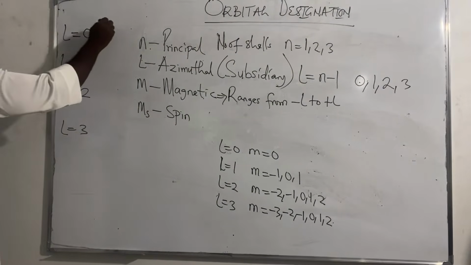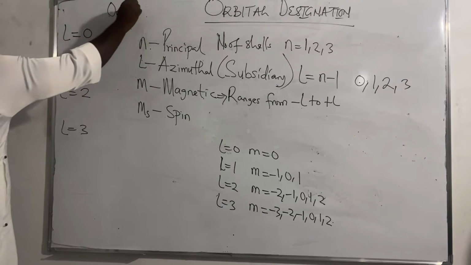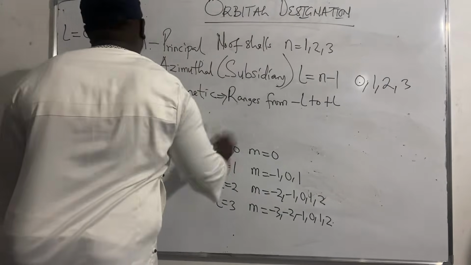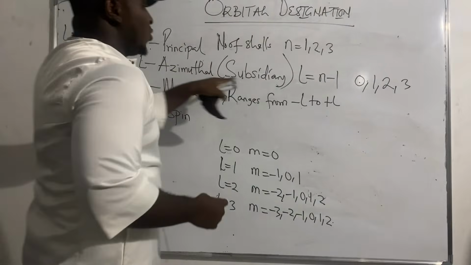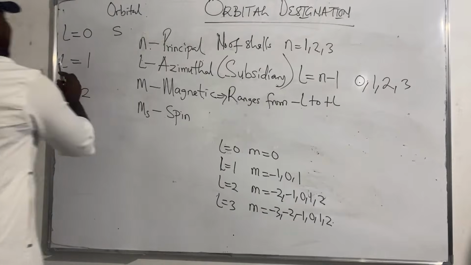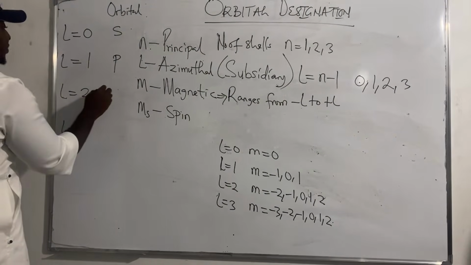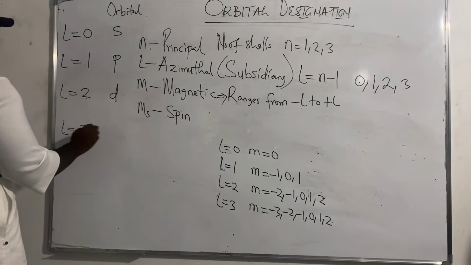Class, when L is 0, it means that we're dealing with an S orbital. Don't forget, I'm teaching you orbital designation. When the azimuthal is 0, just know you're dealing with an S orbital. When the azimuthal is 1, you're dealing with a P orbital. When azimuthal is 2, you're dealing with a D orbital. When azimuthal is 3, you're dealing with an F orbital.